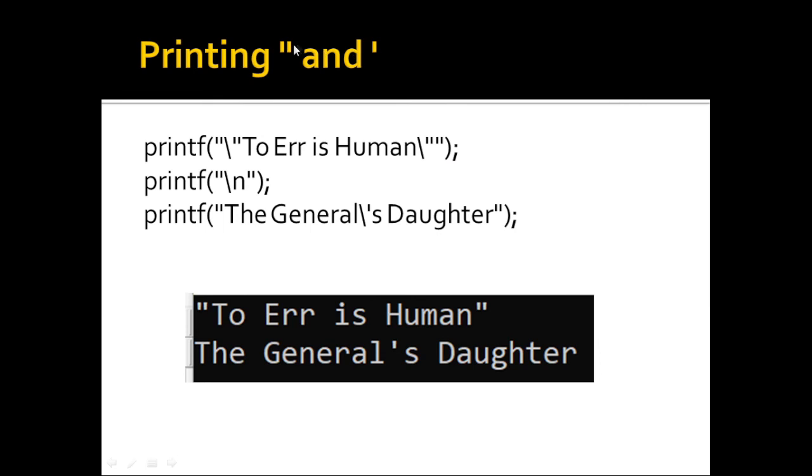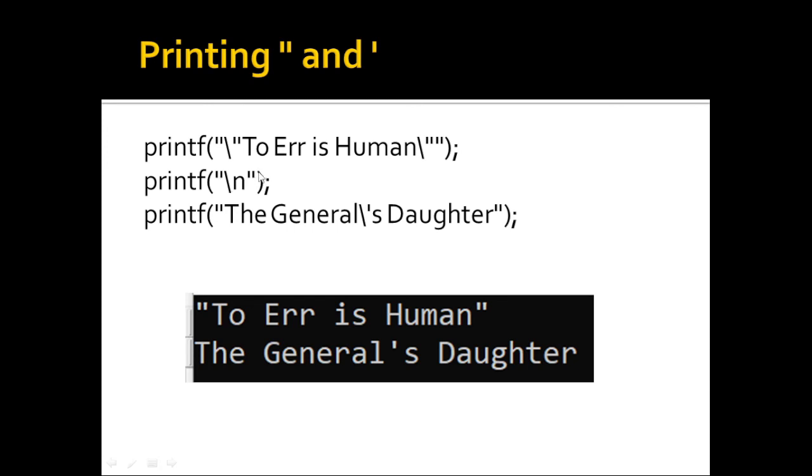How do we print double quote and single quote? Because double quote is used for strings and single quote is used for characters. But how do we print these? To print double quote, we use backslash double quote. To print single quote, we use backslash single quote. So in this example, here is human. I want this to be enclosed in double quotes, so I use backslash double quote. So this is how it is displayed.